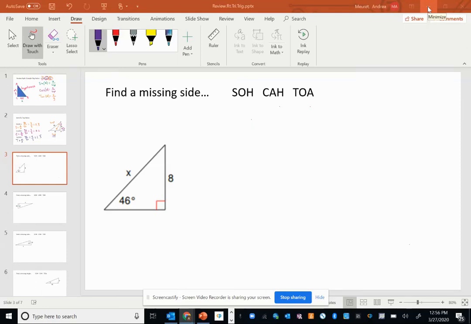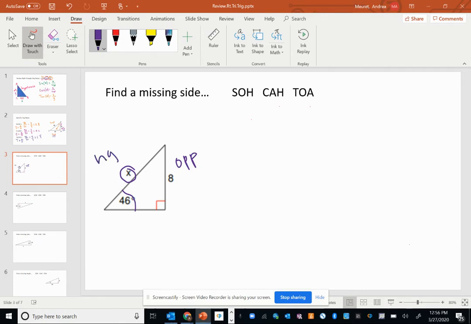This is Mrs. Moret with a video on how to find a missing side of a right triangle using trig ratios. So the triangle we're looking at has this 46-degree angle, and the side opposite that is marked with an 8, so it's got a measurement of 8. This is the opposite side. And the side that we're looking for is the hypotenuse. That's where the x is.